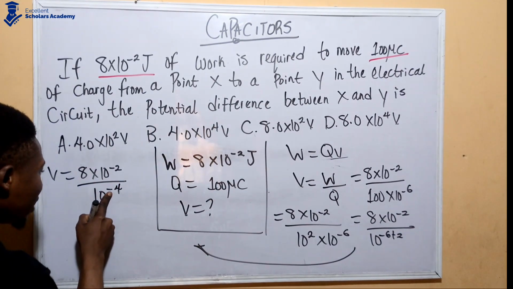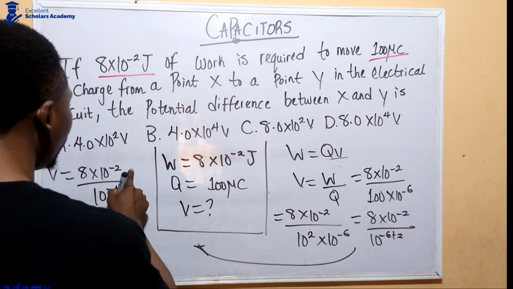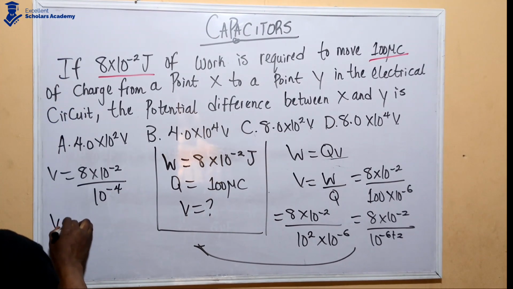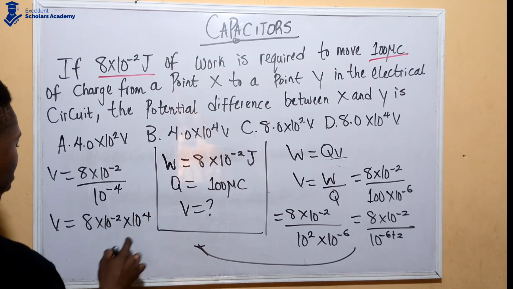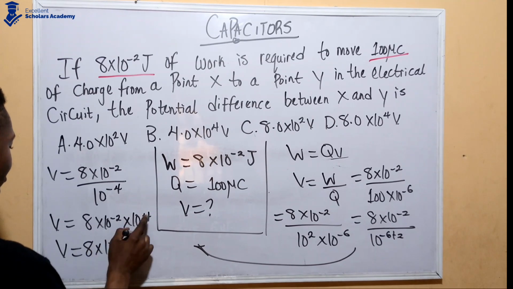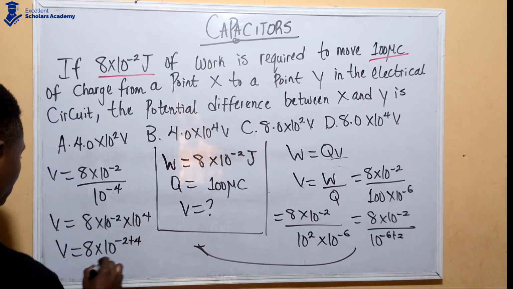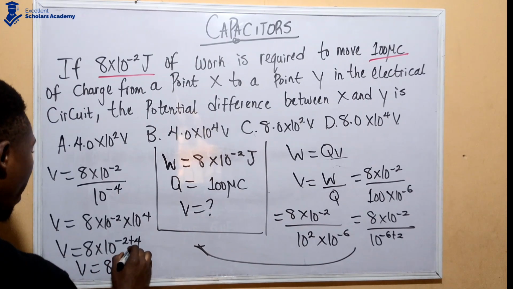Now, we can bring this 10 to the power of minus 4 up here. But if we're bringing it up here, it becomes plus. So V is equal to 8 times 10 to the power of minus 2 multiplied by 10 to the power of minus 4. According to the law of indices, again, this is 8 times 10 to the power of, add their powers, minus 2 plus 4.